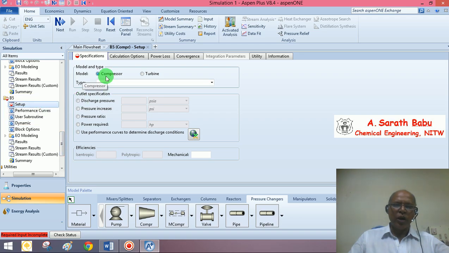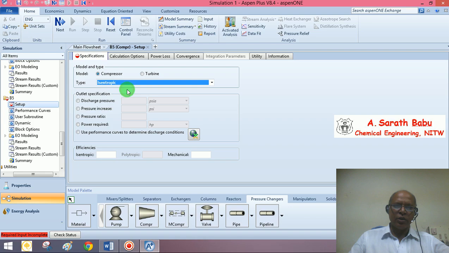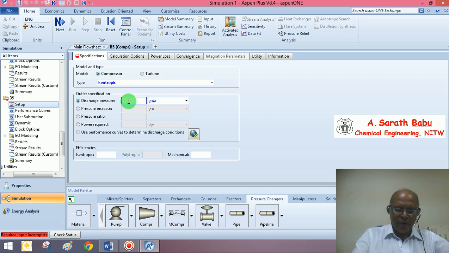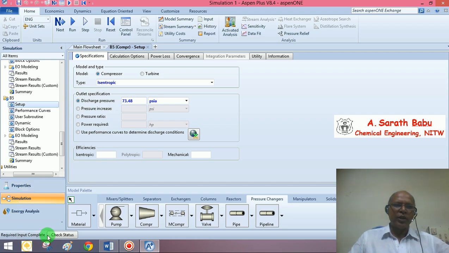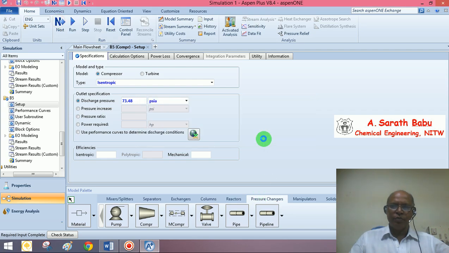Now we are talking about the compressor. The same model can be used to simulate either a compressor or a turbine, and now we are using it as a compressor. You choose one of these options, say isentropic. We wanted the discharge pressure to be at 73.48. Now you can see the required input is complete for the entire simulation, so we'll be able to run the simulation.